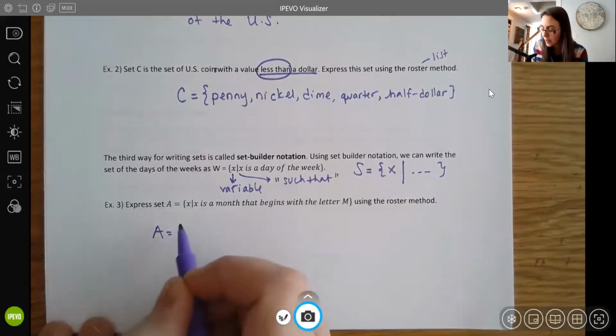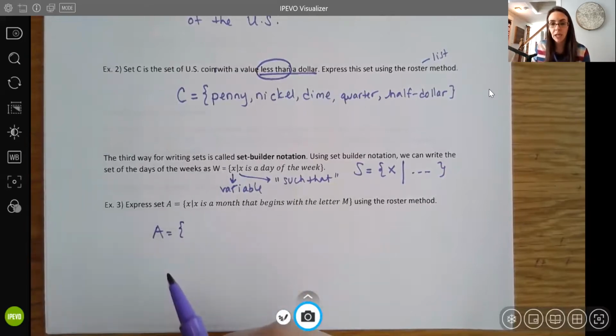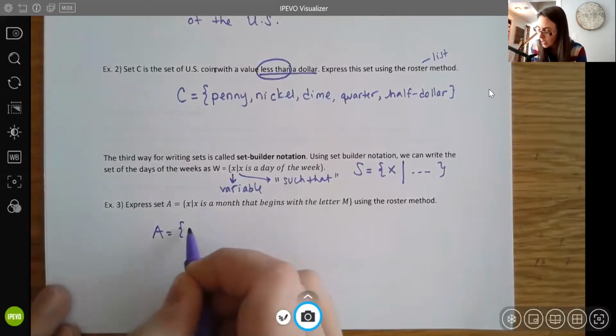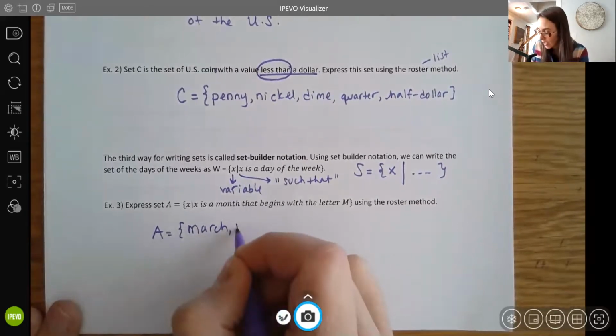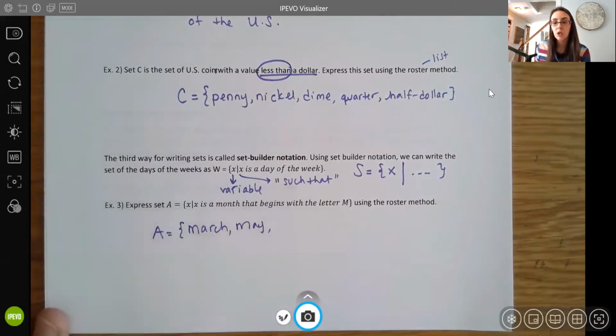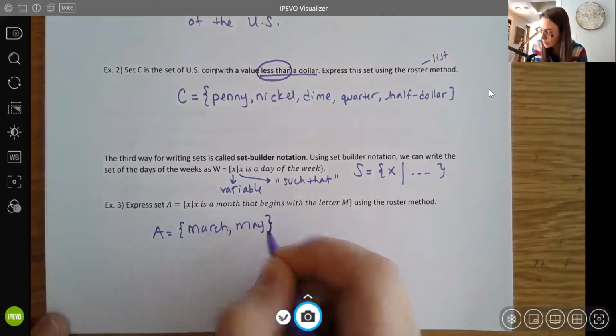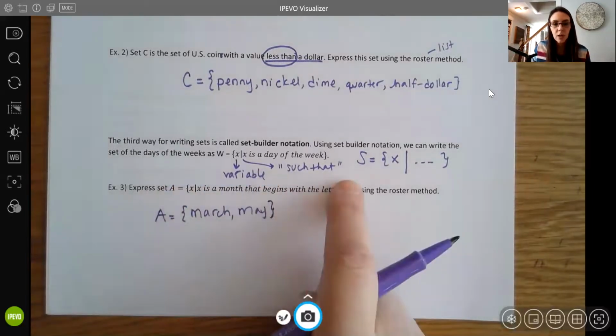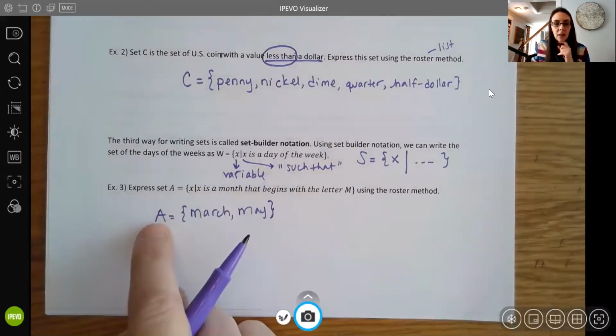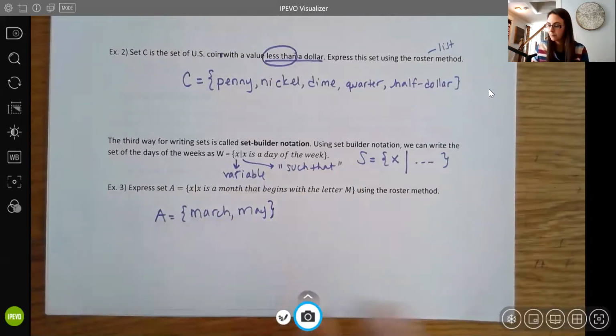So think about all of our months in the year. We have January and then February. Next, we have March, which begins with M. We have April, we have May, and then June, July, August, September, October, November, December, right? So we go through all of our different months. There's only 2 that begin with M, so that's the end of our set. So this is your set builder notation. Again, it's a little bit more formal. And then you have your roster notation.